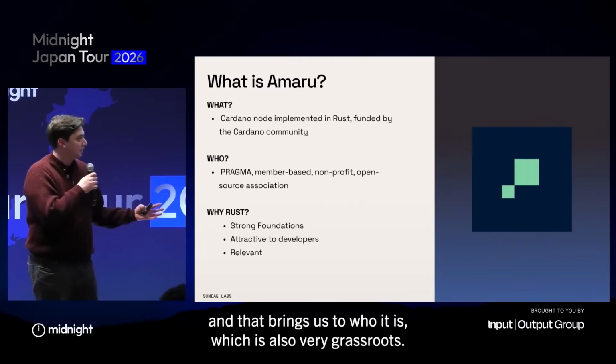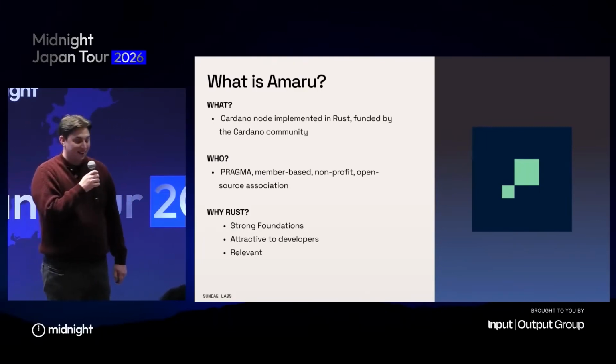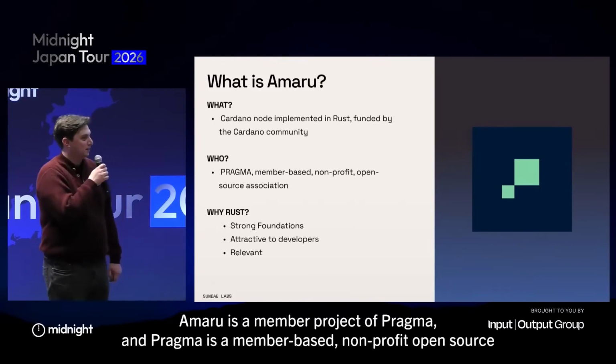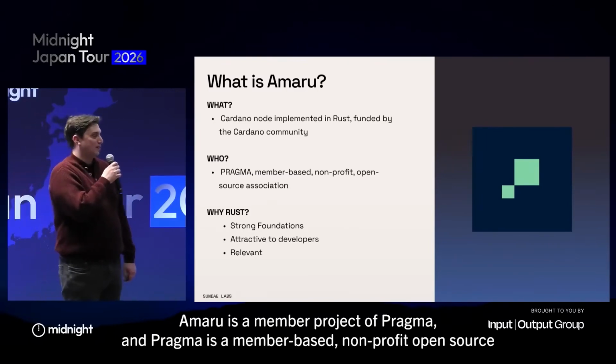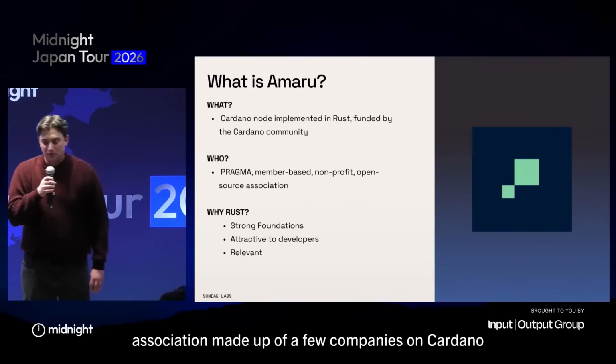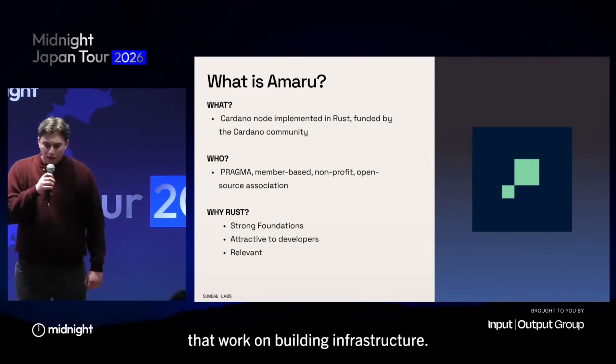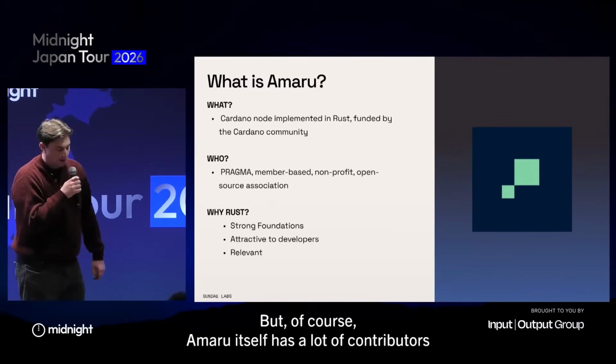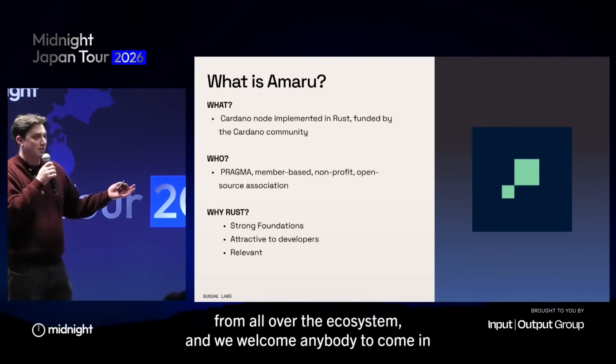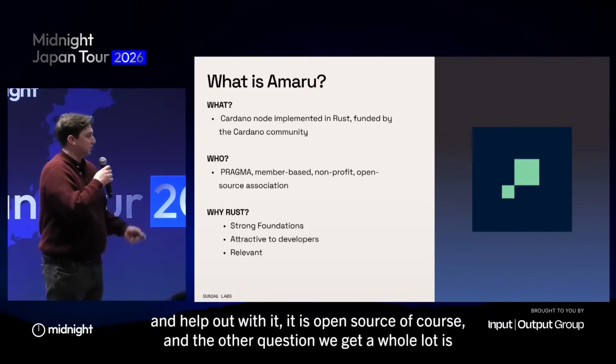And that brings us to who it is, which is also very grassroots. Amaru is a member project of Pragma, and Pragma is a member-based, nonprofit open source association made up of a few companies on Cardano that work on building infrastructure. But of course, Amaru itself has a lot of contributors from all over the ecosystem, and we welcome anybody to come in, help out with it. It is open source, of course.